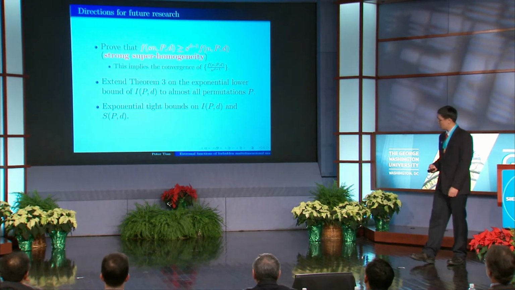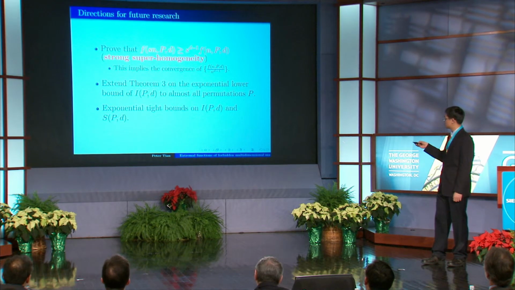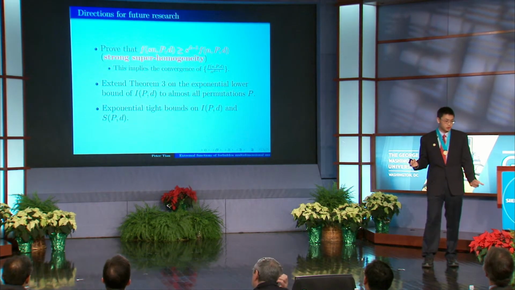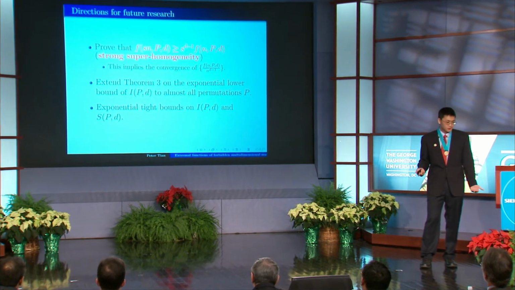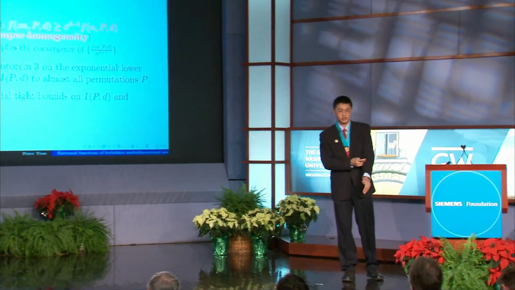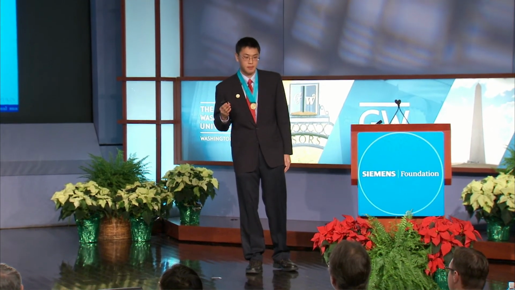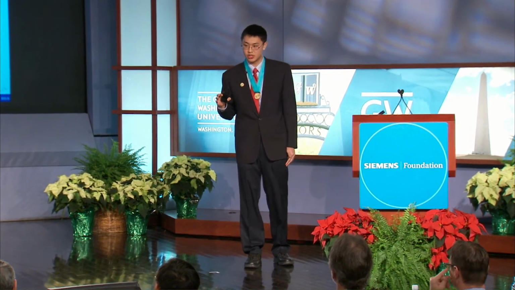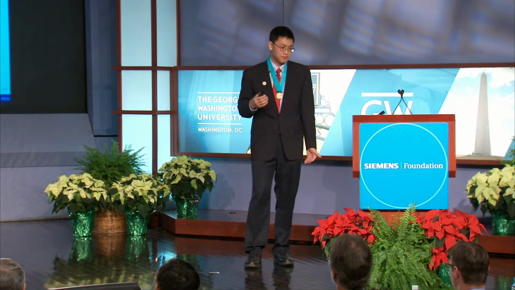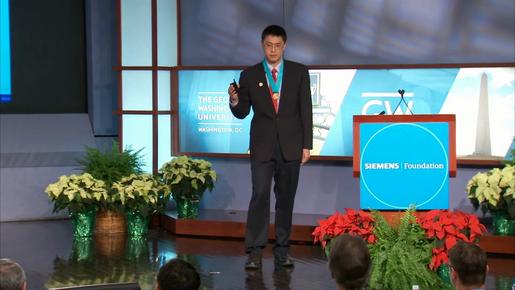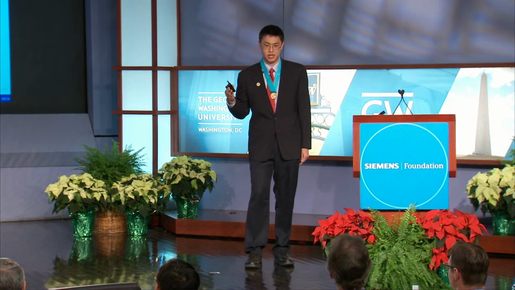So in the future, one possible direction is proving the stronger form of superhomogeneity, since this will imply the convergence of the sequence. A second possible direction is improving our result on the limit inferior lower bound by getting rid of the corner one entry condition. And the last possible direction is improving our bounds on the limit inferior and limit superior by getting tight exponential bounds on them.